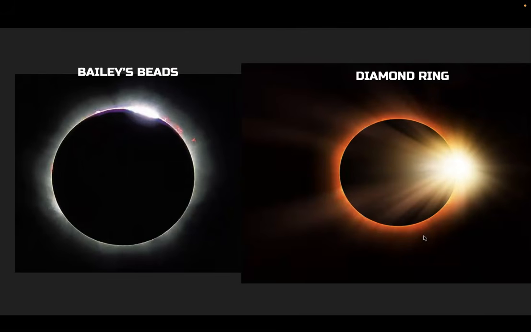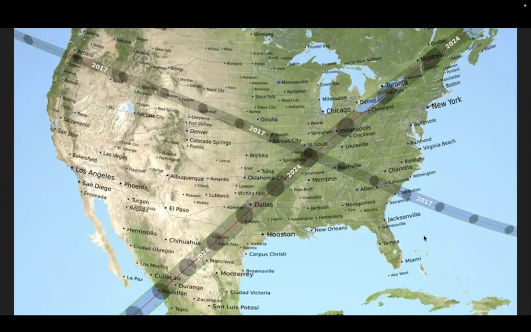So here are those two things I was talking about. We got the Bailey's beads on the left side. This is when some of that sunlight starts shining through the moon's valleys and mountains. And then on the right side, we have the diamond ring. If you turn your head 90 degrees to the right, you can kind of see what I mean by diamond ring. The sunlight is acting like the diamond, and the black part is the ring part. So you can kind of see it looks like a diamond ring if you were to tilt your head to the side. Here are the two paths of totality from the two most recent total solar eclipses, 2017 and 2024.